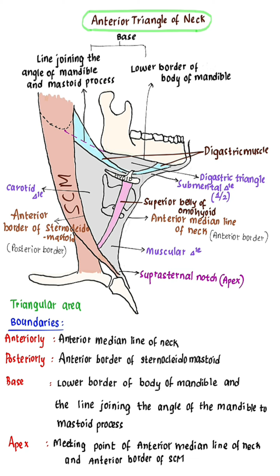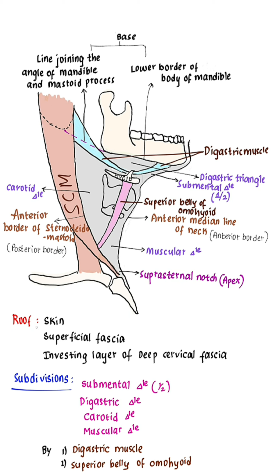Base, it is directed upwards. It is formed by lower border of body of the mandible and the line joining the angle of the mandible to the mastoid process. Apex, it is directed downwards. It is formed by the meeting point of anterior median line of the neck and anterior border of the sternocleidomastoid at suprasternal notch. Roof of the anterior triangle. From superficial to deep, it is formed by skin, superficial fascia, investing layer of deep cervical fascia.